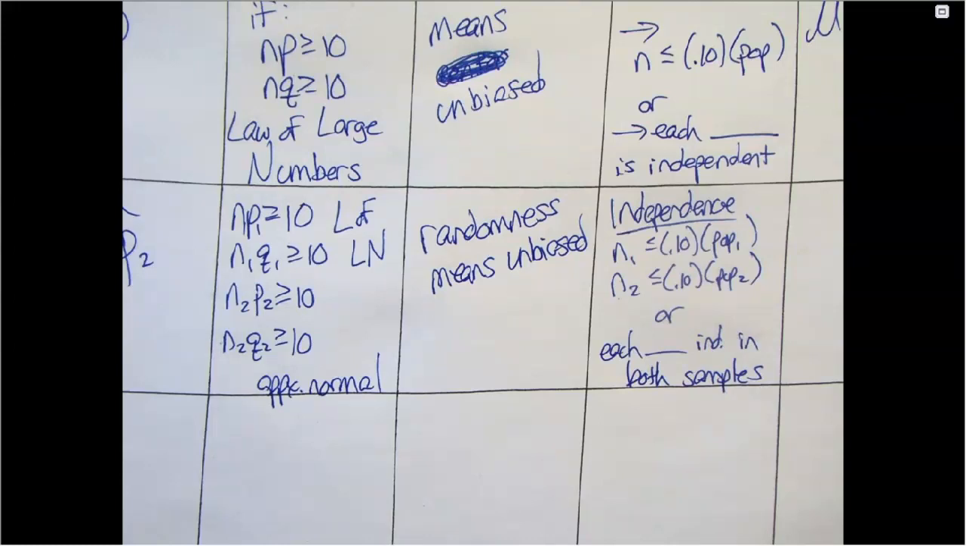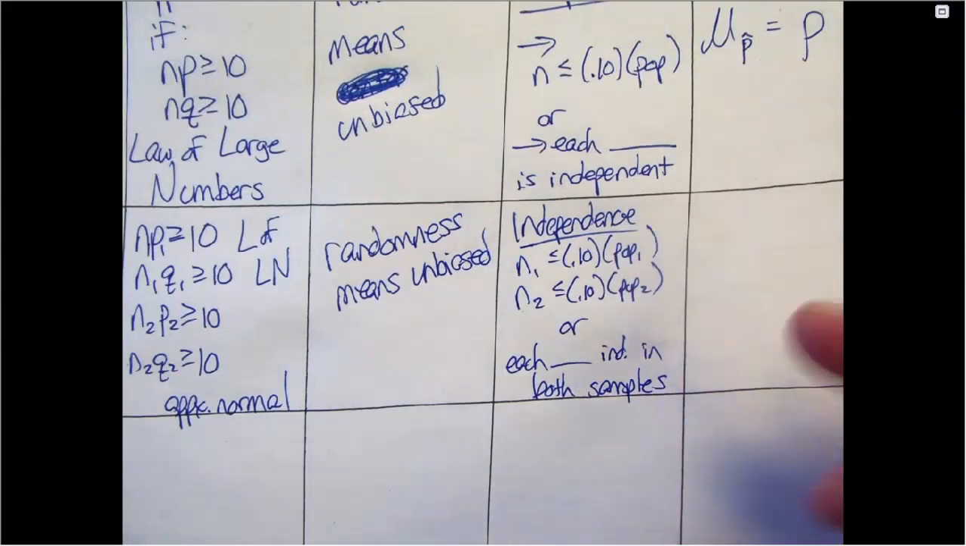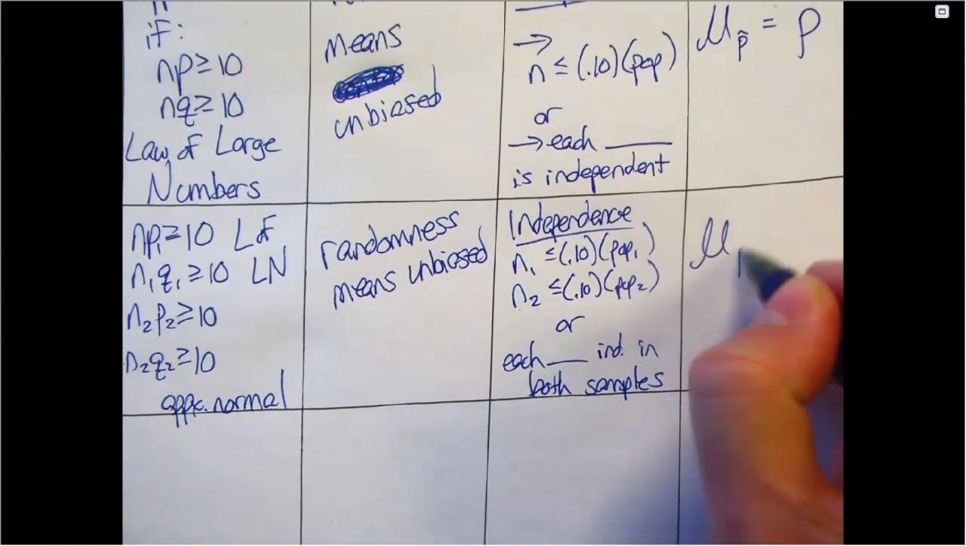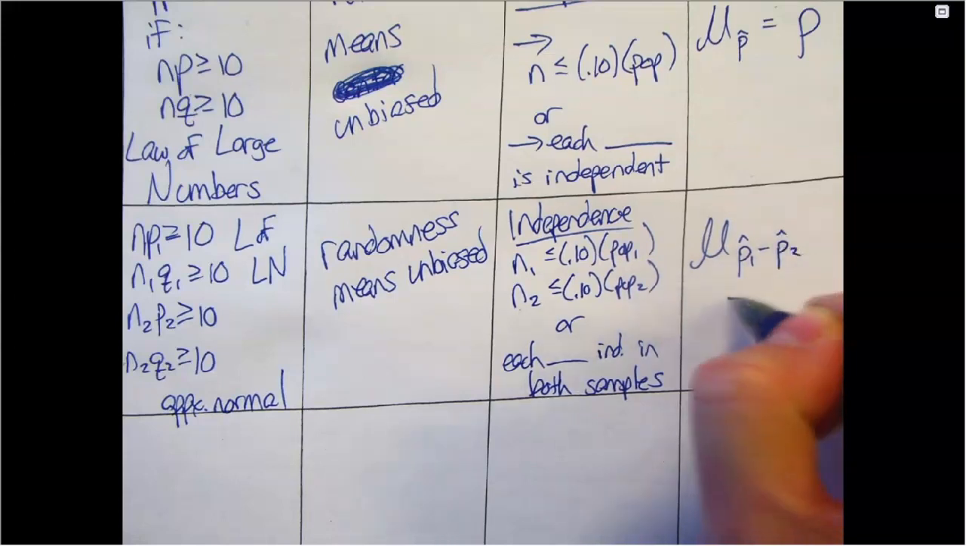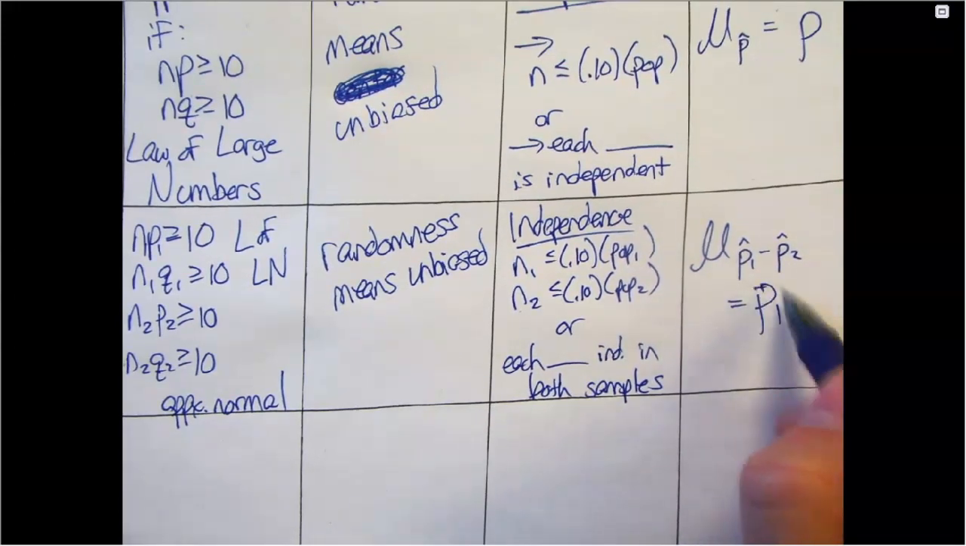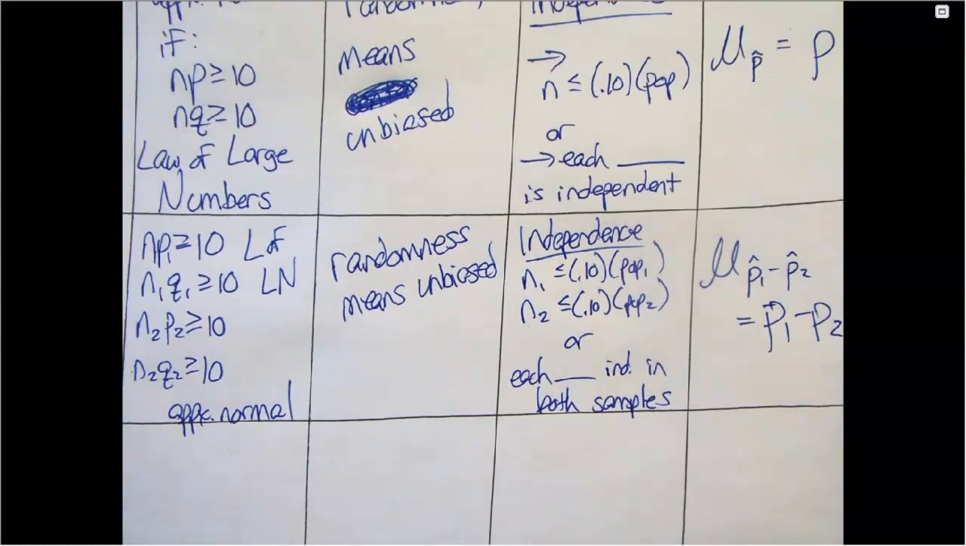Okay, go ahead. So then the mean of the sampling distribution, so the mean of sampling distribution P1 hat minus P2 hat is P1 minus P2. Again, the idea is our samples should, in theory, come up with the same data as the population, as long as we're doing it in an unbiased, fair way.